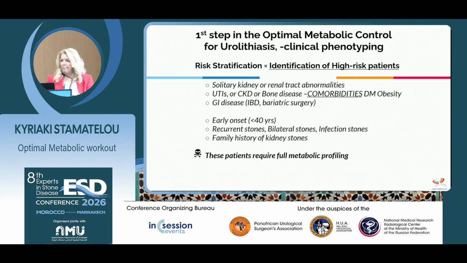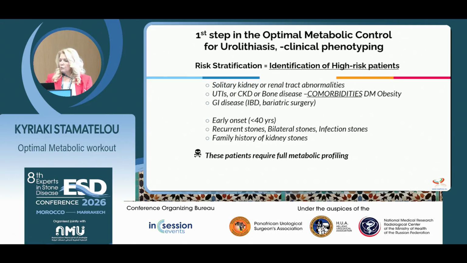And I have separated this paragraph in 2 parts. The first part is comorbidities. So I'm talking about patients who already have chronic kidney disease, or patients who already have a solitary kidney, or have some disorders, anatomical disorders, or patients who have diabetes or some GI disease. These patients are at high risk because they have the comorbidities. And the lower part of the paragraph is things that have to do with the stones.